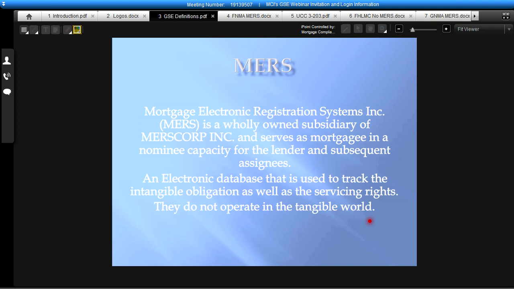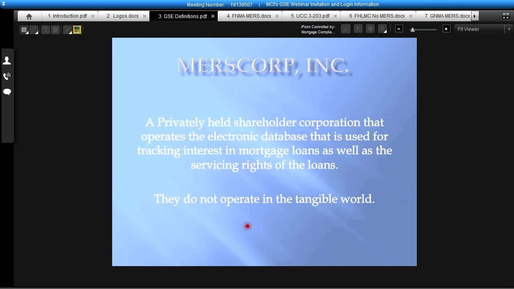MERS Corp. Incorporated is a privately held shareholder corporation that operates the electronic database that is used for tracking interest in mortgage loans as well as the servicing rights of the loans.